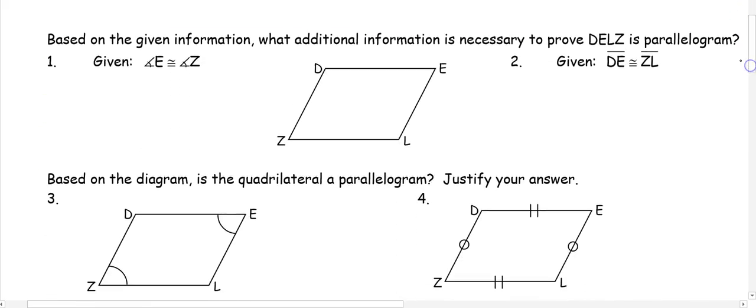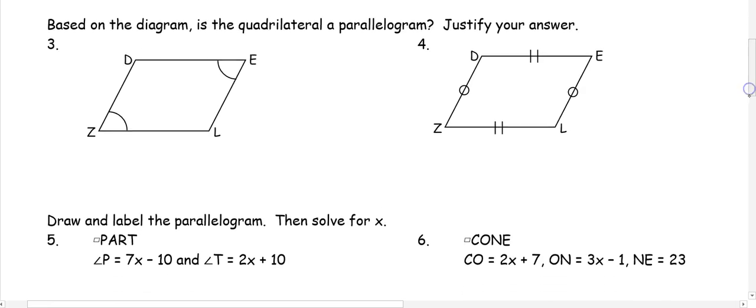So based on the given information, what else do we need to know to prove that DELZ is a parallelogram? Right now, if they're telling us that E is congruent to Z, they're using the property that opposite angles are congruent. So if we already know those two angles are congruent, the other thing we'd have to know is that angle D is congruent to angle L. If we know that DE is congruent to LZ, we'd have to know that the other set of sides are congruent. So we would need to know that DZ is congruent to EL.